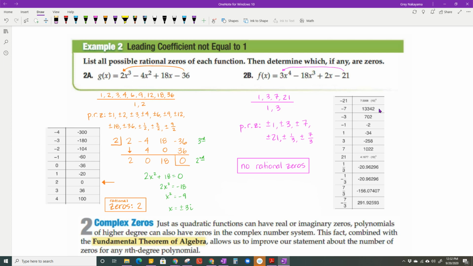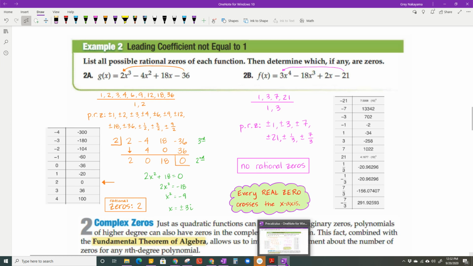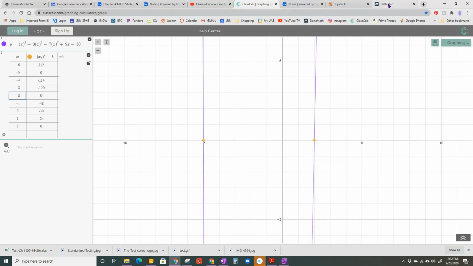Because what we've been doing, y'all, every zero that we've talked about, rational or irrational, has to cross the x-axis. So you would see it on a graph if it is a real zero. In the next lesson, we're going to talk about complex zeros. But before we do that, I want to show you a few of the problems that you're going to be doing in DeltaMath. So make sure you don't have any trouble with them.